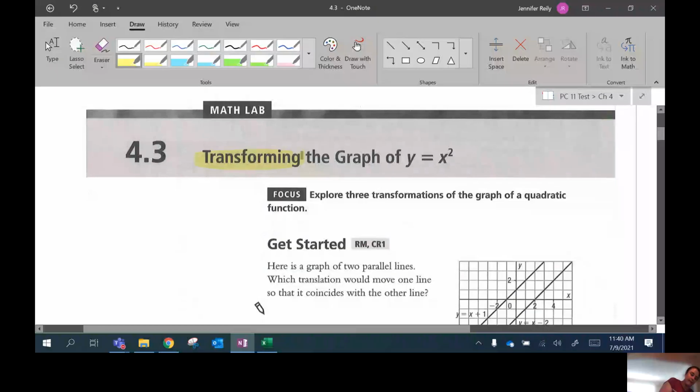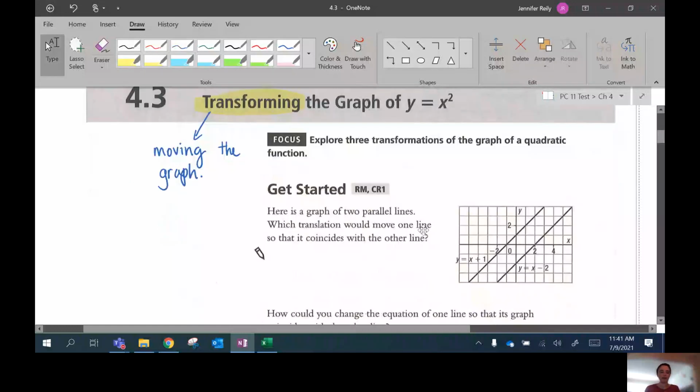Some transformations to them. So this word transforming in math just refers to moving a graph around the coordinate grid. So we're going to add and subtract different values to y equals x squared, sort of our base graph, and see what happens to the graph. We're going to skip this getting started, and we're going to go straight to the constructor understanding.